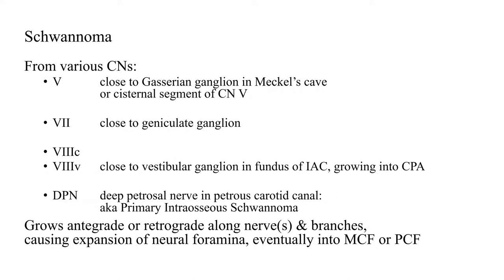When you have a schwannoma, they tend to grow and spread either by antegrade or retrograde spread along the nerves that are involved, and eventually its branches, and usually cause symptoms and radiological signs by expanding the neural foramina and then eventually extending into either the middle or posterior cranial fossa.